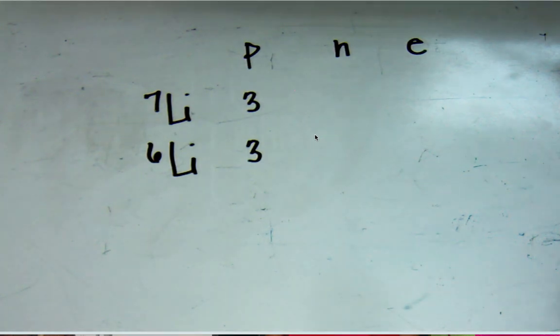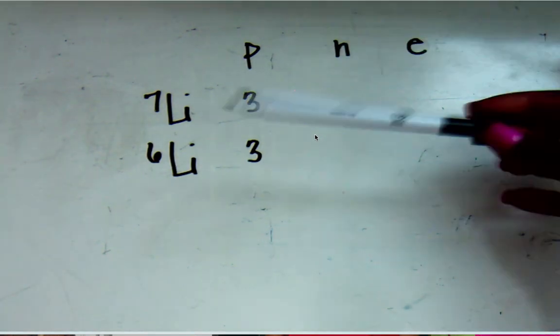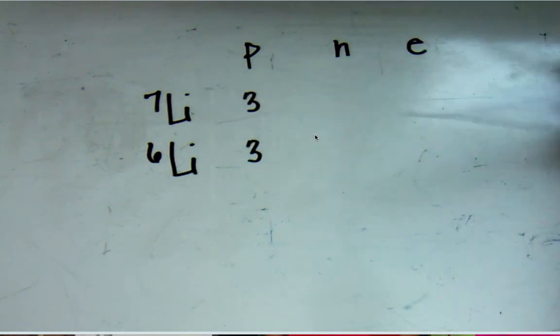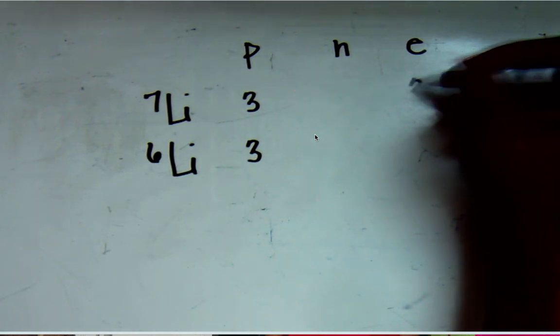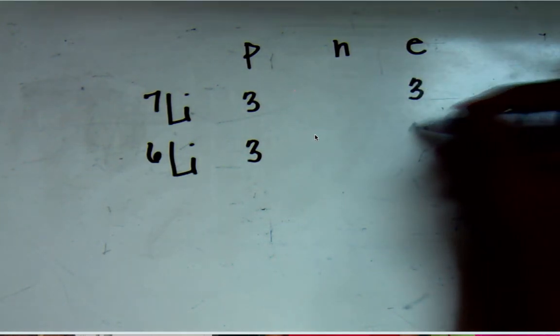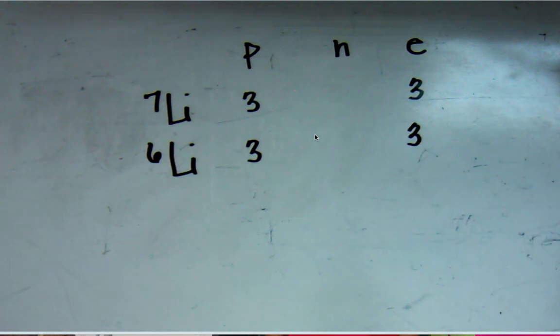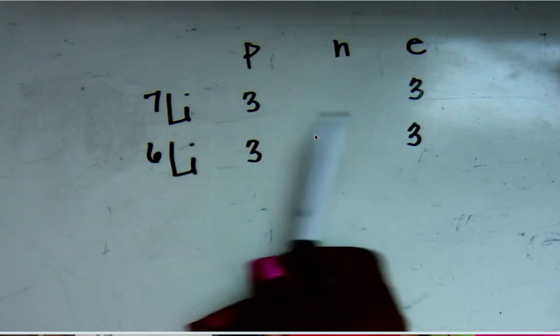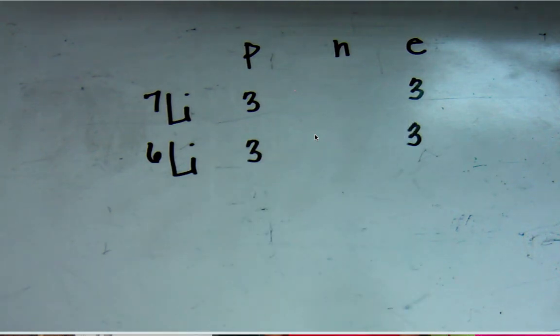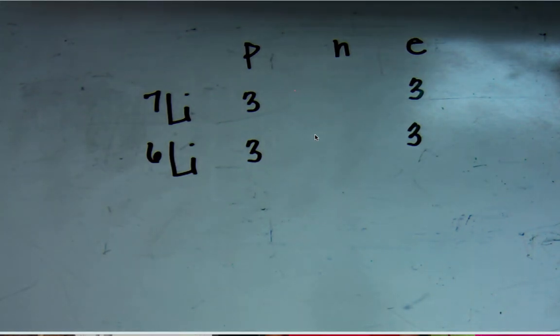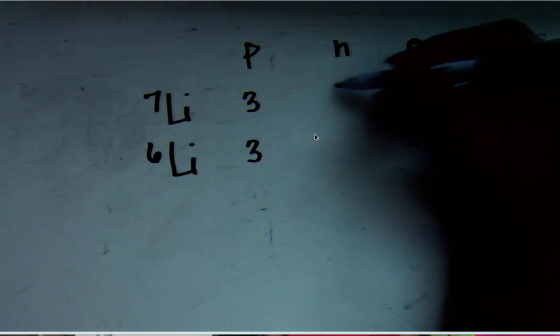This is an atom of lithium, and we know that this is an atom because there's no charge here. So since this is an atom, if there are 3 protons, there are also 3 electrons, because the number of protons and electrons in an atom are equal. You have 3 positive charges and 3 negative charges. Now, to find the number of neutrons, it is your mass number minus the atomic number. So 7 minus 3 equals 4.